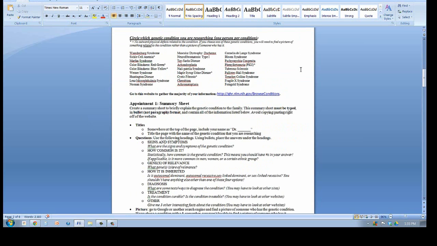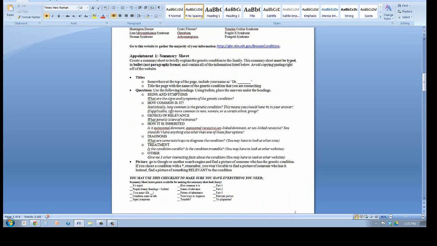Here's what we're doing for appointment 1. You need to pick a disease from this list, or a condition, because I guess disease kind of infers that you can catch it. I'm just going to call them conditions. So pick a genetic condition, sign up for it at the board by the calendar. It's first come, first serve, so if you're at the end, you're not necessarily going to get the one that you want. This is the site that you're going to be using to research it. For that, I put a link on BlendSpace. You can get to the link directly that way.